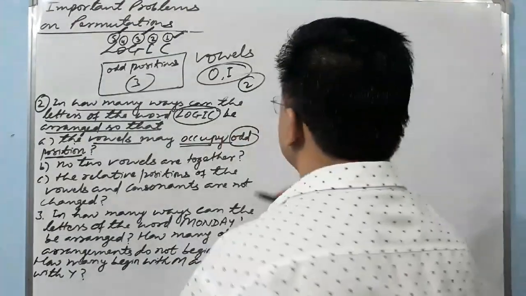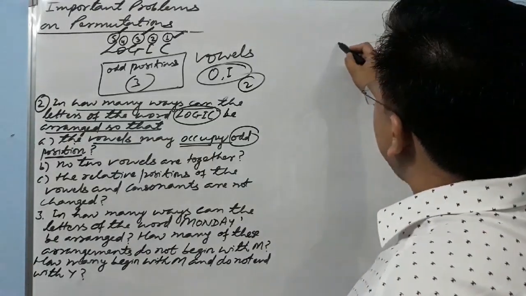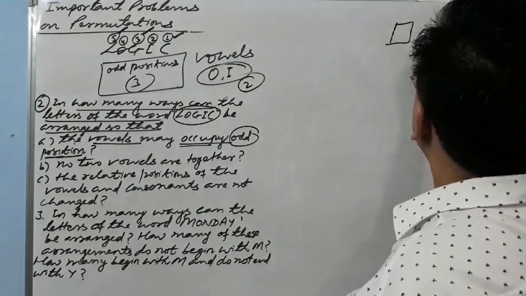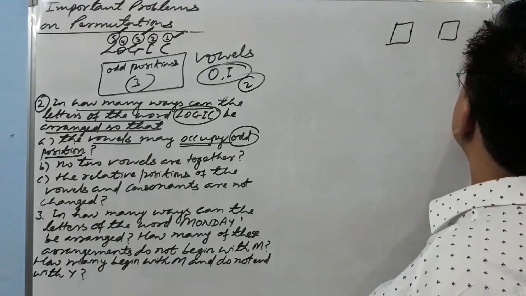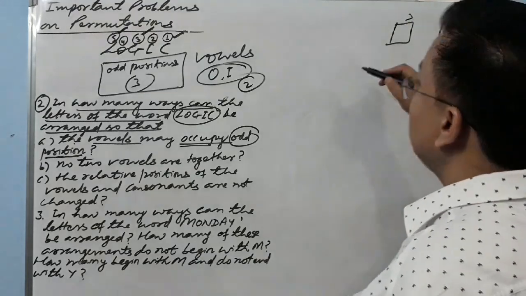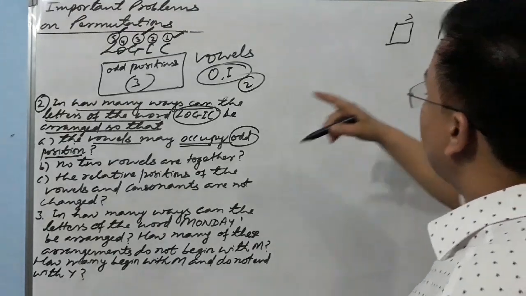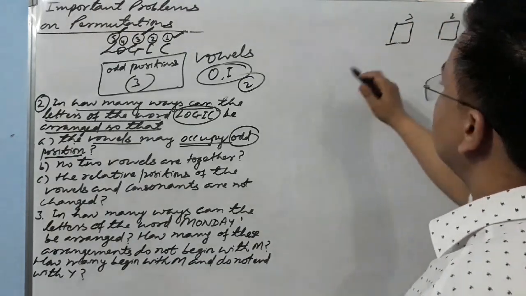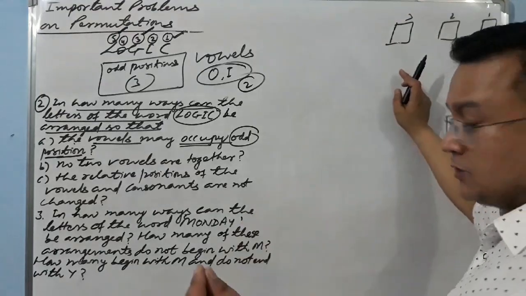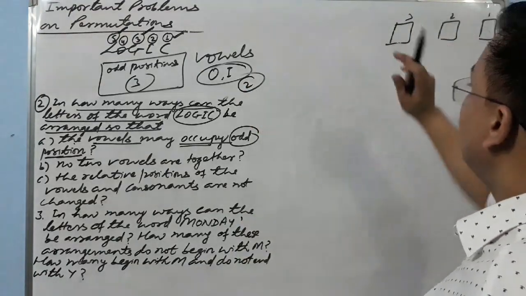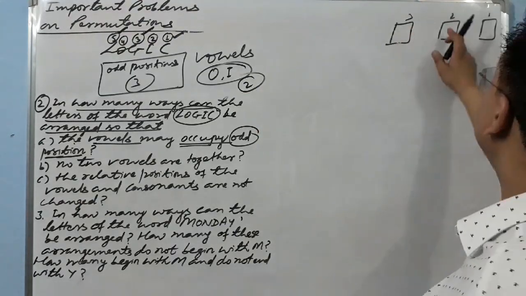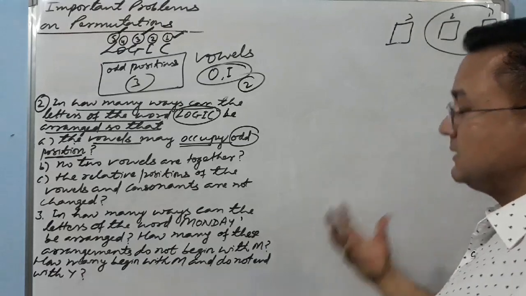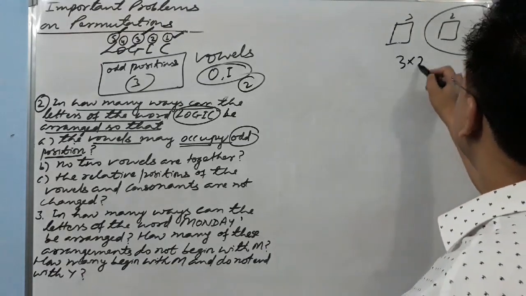In how many ways can we arrange them? Listen to me. The first vowel can be arranged in 3 positions in 3 ways. Are you understanding? Let's suppose 1, 2, 3 are the boxes and we have 2 vowels. For the first vowel, how many choices are there? You can occupy any of the 3 boxes. Once it takes one box, the remaining 2 boxes are left, so for the second vowel we have 2 ways. For the first 3 ways, for the second 2 ways. So the total number of ways is 3 times 2.